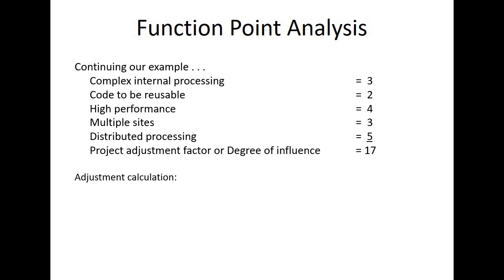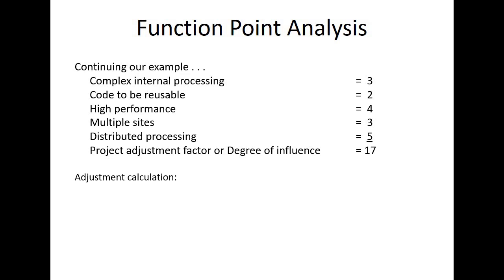So that means this adjustment factor, or the degree of influence, is the sum of all these causes of concern, which we think may affect the complexity or the size of the project, or may affect the overall time. So we are getting it to be 17. Now we got the unadjusted function point, and now we are going to adjust that particular thing.